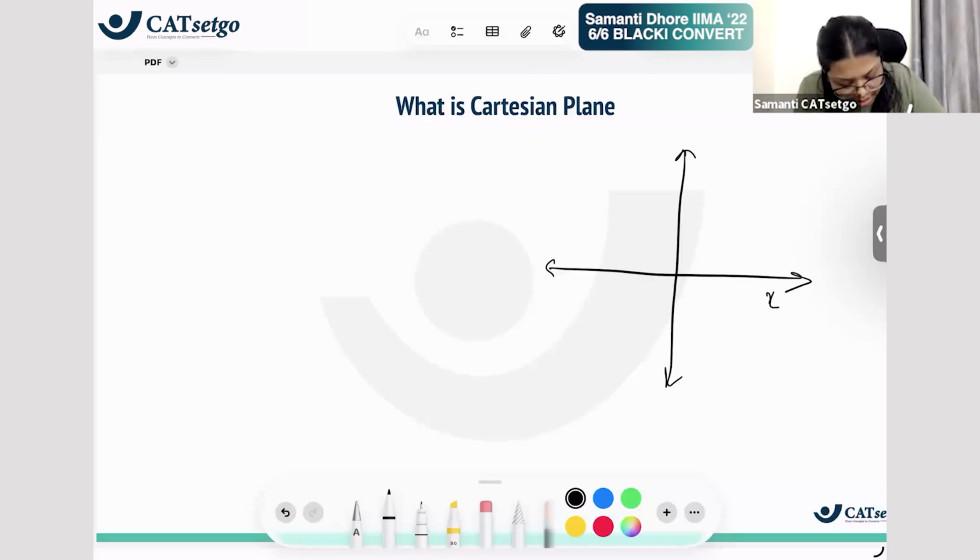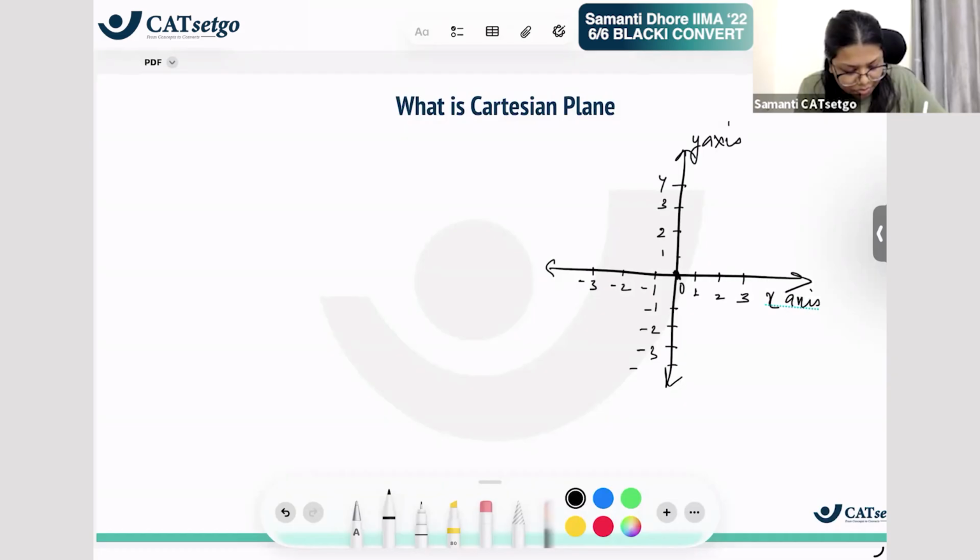This horizontal line is the x-axis. This vertical line is the y-axis. Here you have 0, 0, right? This is 0. And then here you have 1, 2, 3, all positive points. Here you have all negative points, -1, -2, -3, right? Similarly, on the y-axis at the top, you have all equidistant points, and at the bottom as well, right? This is how a Cartesian plane looks.